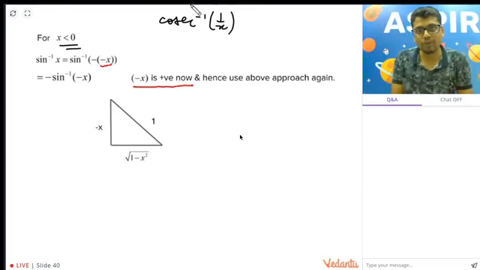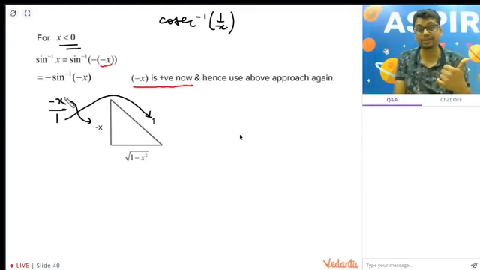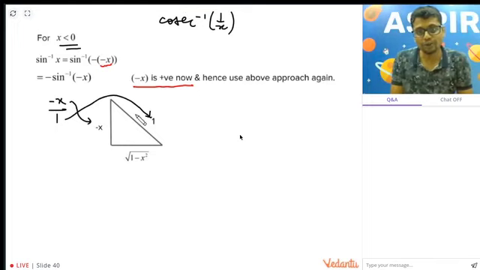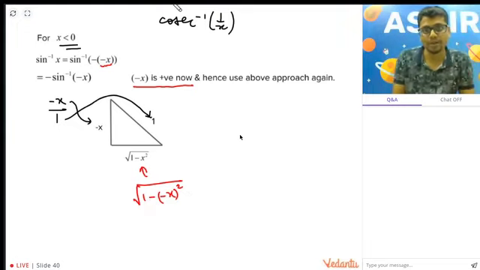Now minus x is something positive. So I can consider minus x to be perpendicular divided by 1 as hypotenuse, because minus x is now positive, x being negative. So I can think in terms of perpendicular length. So what would be the base? It will be under root of hypotenuse square minus perpendicular square. So it becomes under root 1 minus x square. That's it.